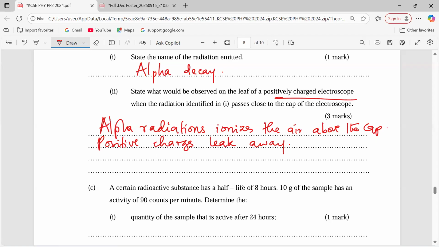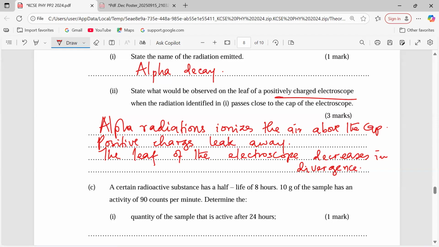Then we'll say that the leaf of the electroscope decreases in divergence, or rather, it collapses. Yeah, it collapses that way.